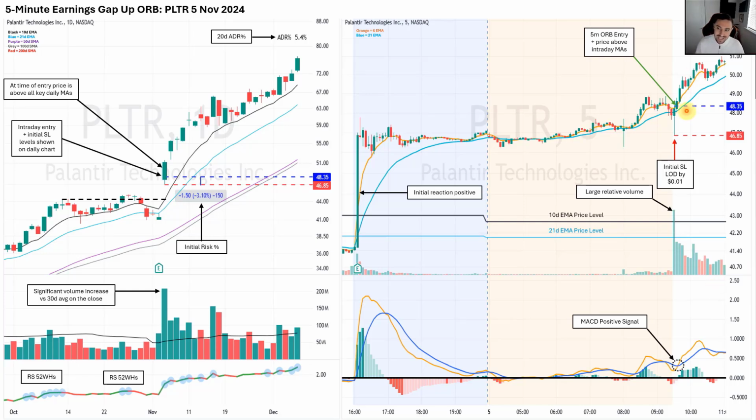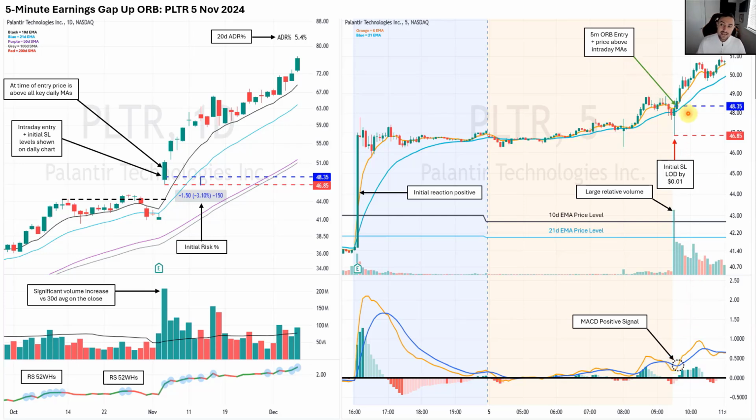So with this here, when I'm taking the entry with the 5-minute ORB, note how price is above the 5-minute 21 EMA and also the 5-minute 6 EMA. So in the vast majority of cases, I'm looking for price, when I'm taking the entry, to be above all key daily moving averages and the intraday moving averages as well, and the MACD to be positive. Check. It's like a checklist, certain things that I am looking for.